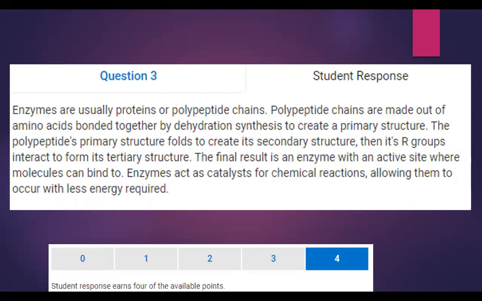Enzymes act as catalysts for chemical reactions, allowing them to occur with less energy. So less energy is required. They hit that describe component in here. They're not just stating what's happening, they're describing it. So this was a full 4 points.